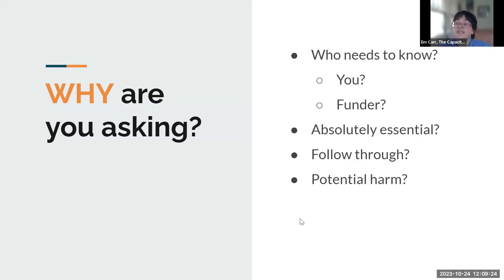Also, consider whether this could cause harm. Sometimes the questions that we ask might give us valuable or even crucial information, but they also have the potential to offend, hurt, or trigger our clients. I'll give an example in the next slide. So in this case, when you feel like you need to ask a really sensitive question, the when and the how become really important.